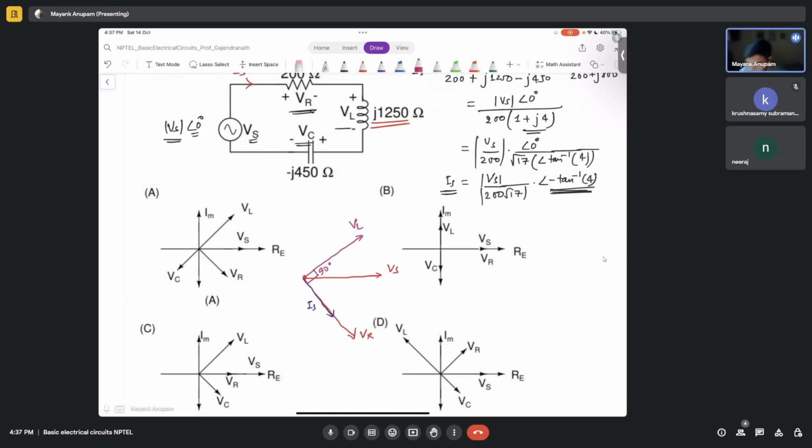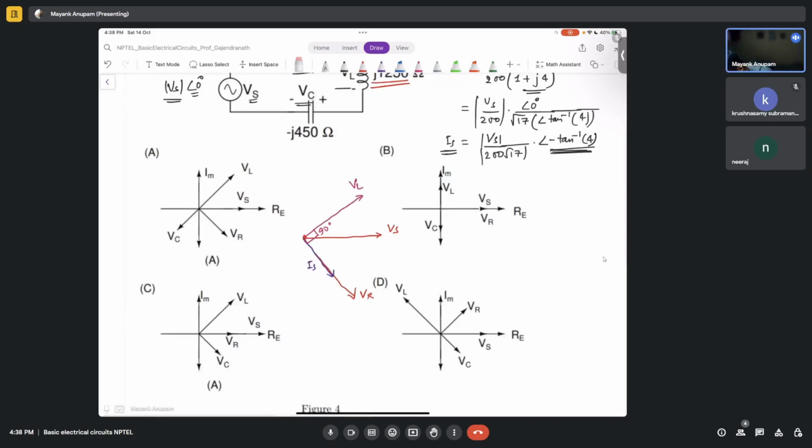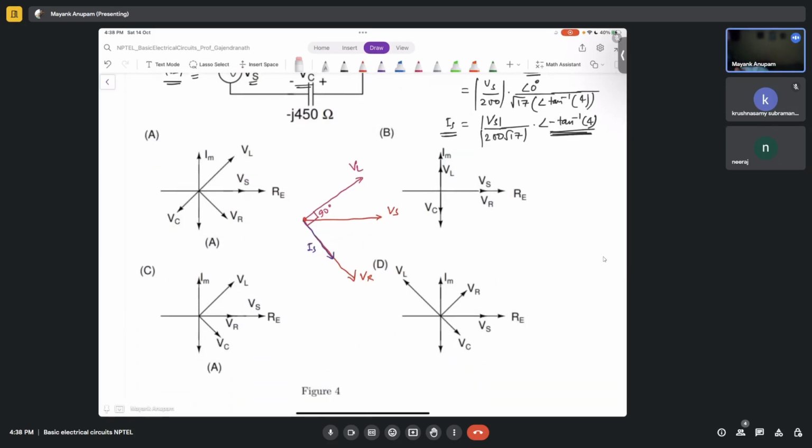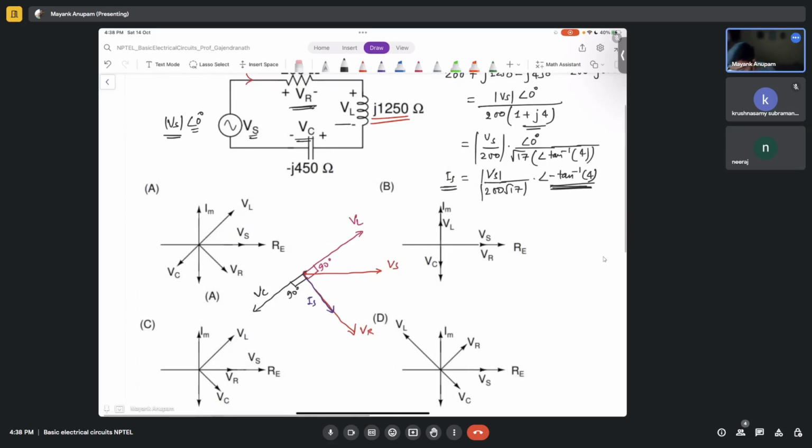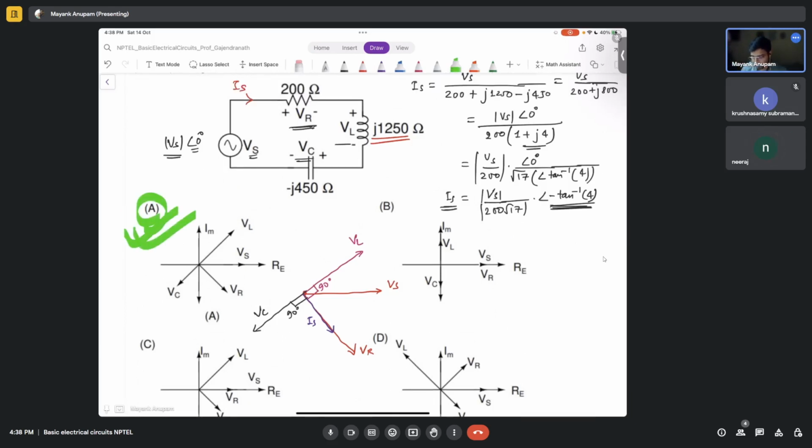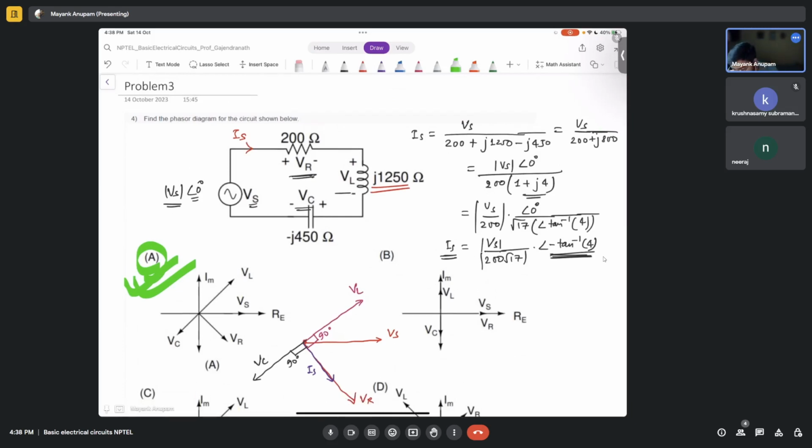And we know that the voltage across the capacitor has a 90 degree lag compared to the current, right? So it should be in the third quadrant, like this. It is VC. So which one is correct out of all the four? A is correct. So now you understand how to find out the phases.